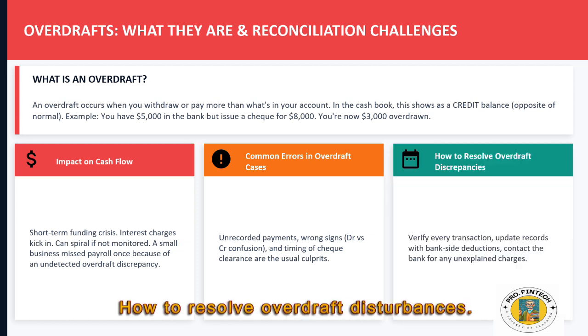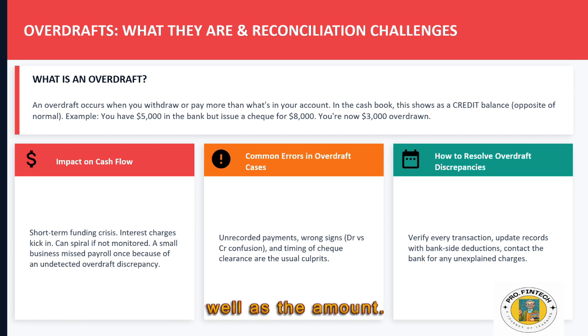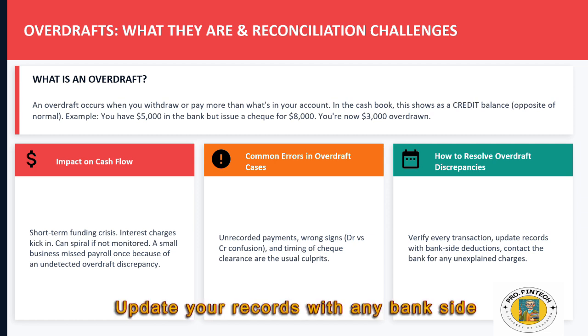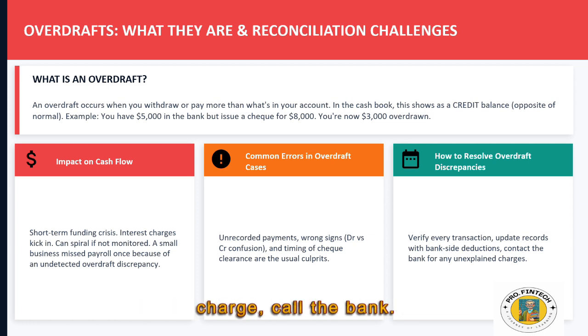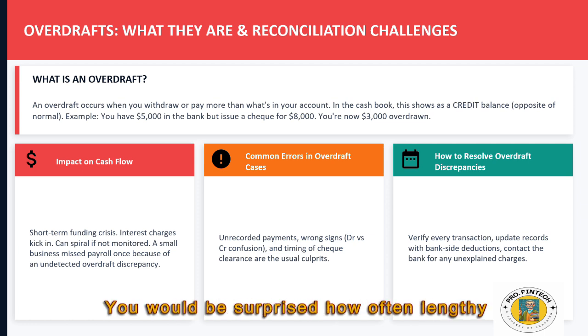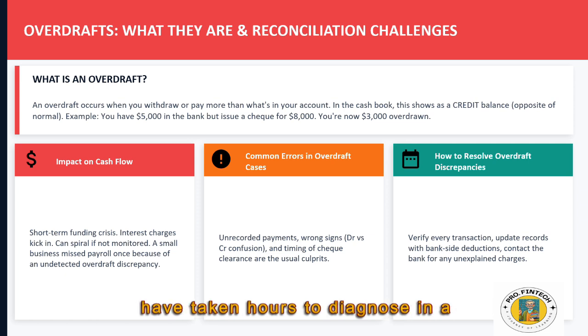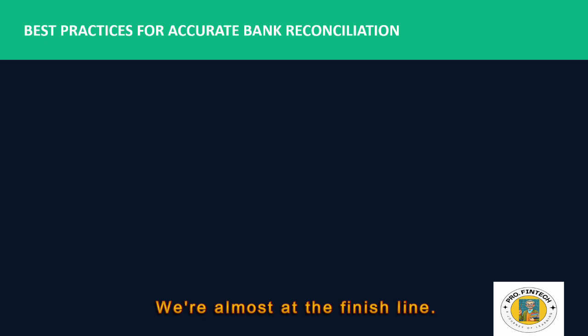How to resolve overdraft discrepancies? Verify every single transaction. Double check the direction, in or out, as well as the amount. Update your records with any bank-side adjustment you missed. If there is an unexplained charge, call the bank. You would be surprised how often a quick conversation resolves a mystery that would have taken hours to diagnose in a spreadsheet. We are almost at the finish line.